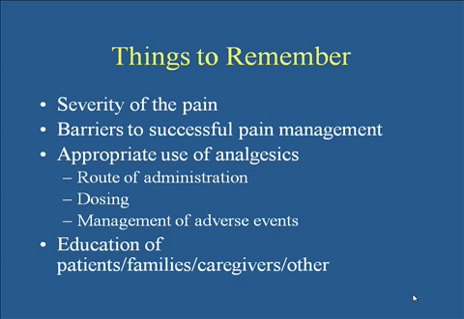Things to remember: severity of the pain. This is a tried and true thing. It's not necessarily limited to the geriatric patient population. Clearly, if you have pain, a sprained ankle, for example, that's more mild pain. We're not going to use an opioid to treat that. But nonetheless, if it's moderate to severe pain, that certainly would entertain the idea of using an opioid.